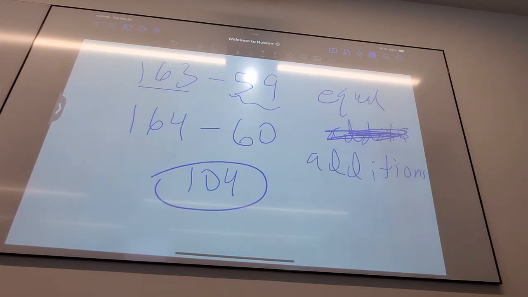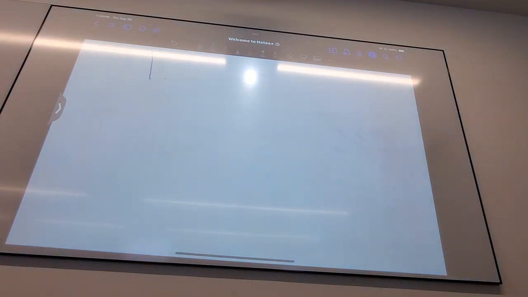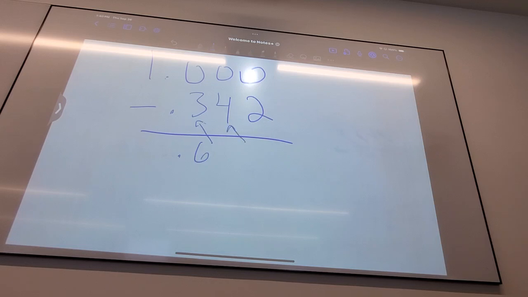Here, I'll do this. It's a little early for this, and apparently I don't care. If I had to do 1.000 minus 0.342, how excited are you for this? Not. Here's the way to do this. What makes this number 9? 6. What makes this number 9? 5. What makes this number 10? Done.